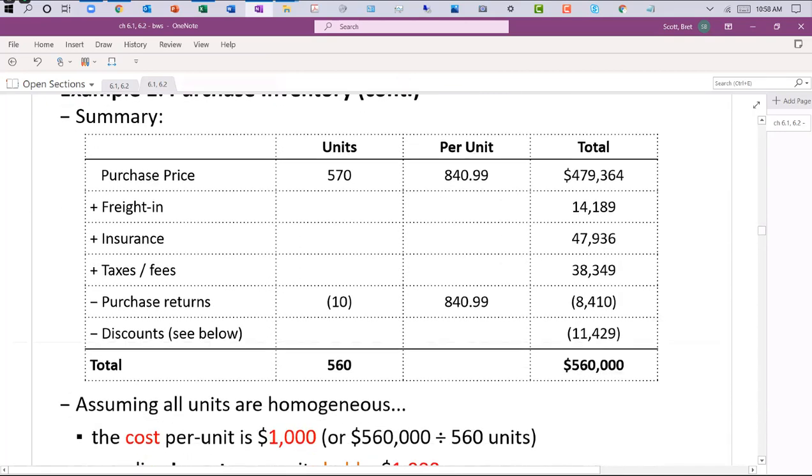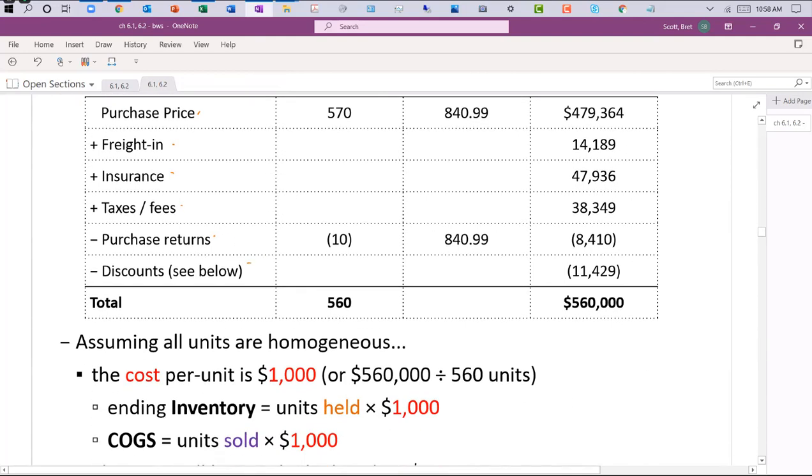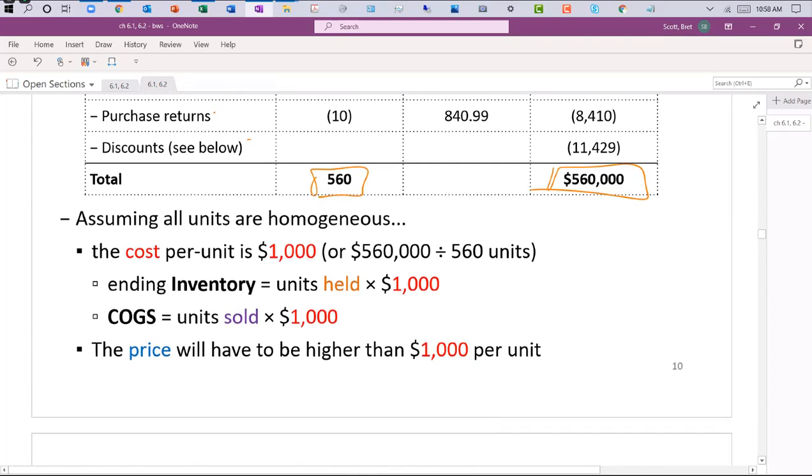Let's take a look at the summary of overall what's going on here. So we have the purchase price, freight in, insurance, taxes, fees, purchase returns, discounts, and what we see is we have total goods of 560. The net amount that we paid was $560,000.